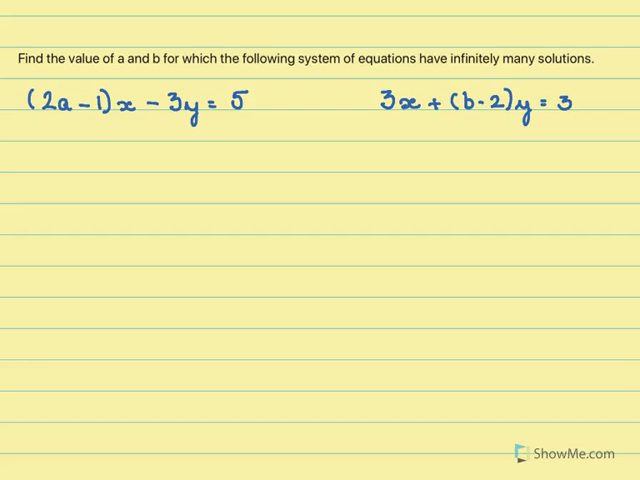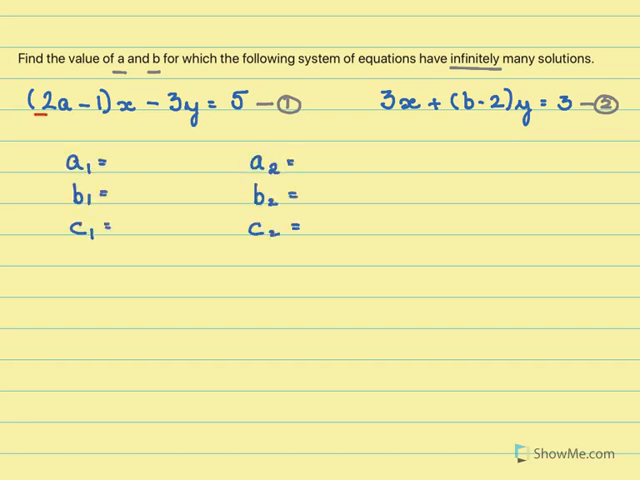Find the value of a and b for which the following system of equations have infinitely many solutions. So we have two equations. This is equation 1 and this is equation 2. These equations have got many solutions, which means they are coincident lines. First we've got to find what is a1, a2, b1, b2, c1 and c2.